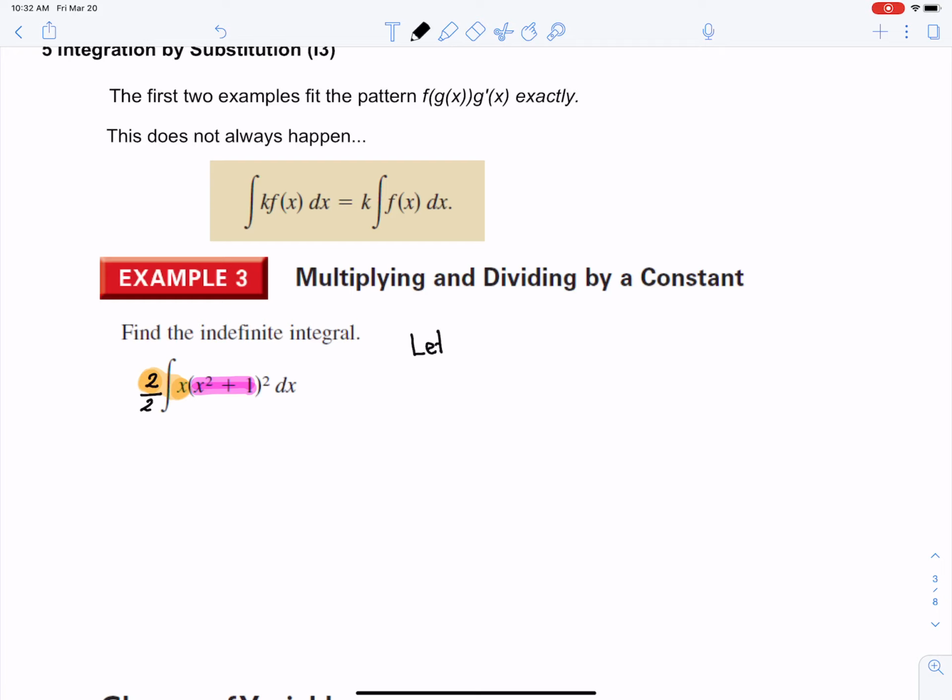This method is called integration by substitution. We're going to let u equal the inner function, which is x squared plus 1. The derivative with respect to x is 2x. I multiply both sides by the differential dx. I get 2x dx. So now the 2x and the dx go together in orange.